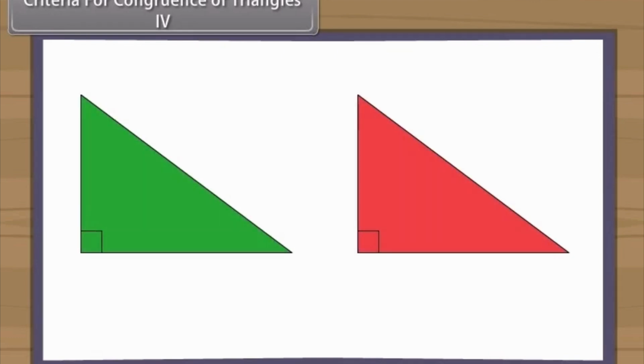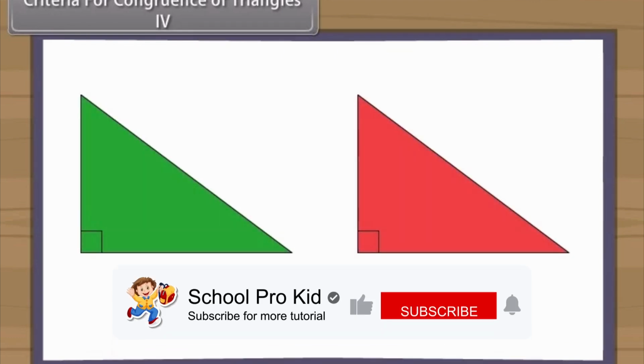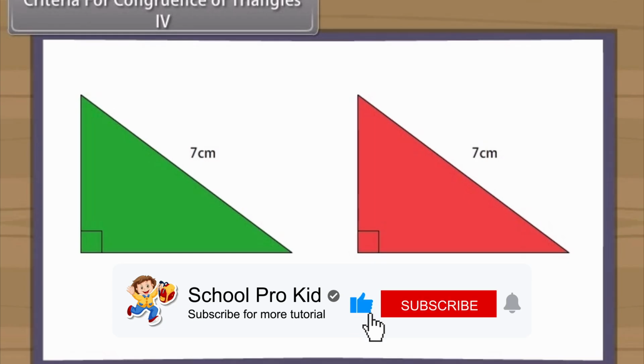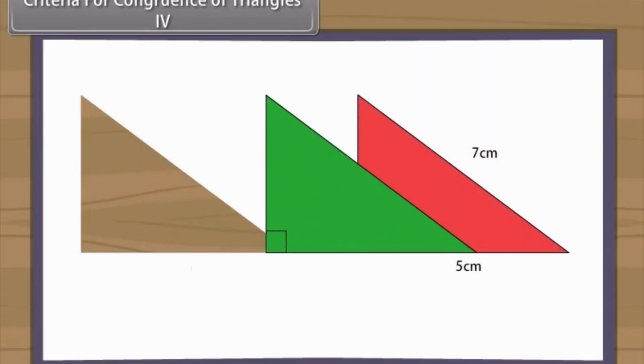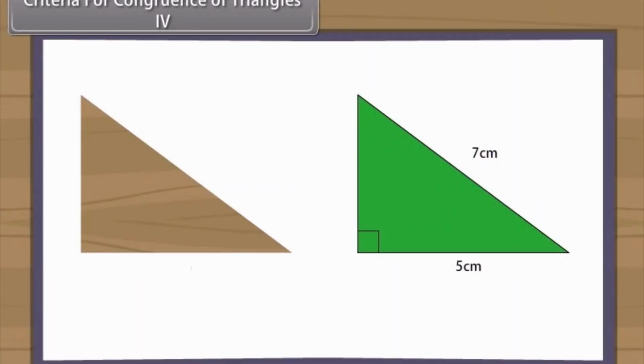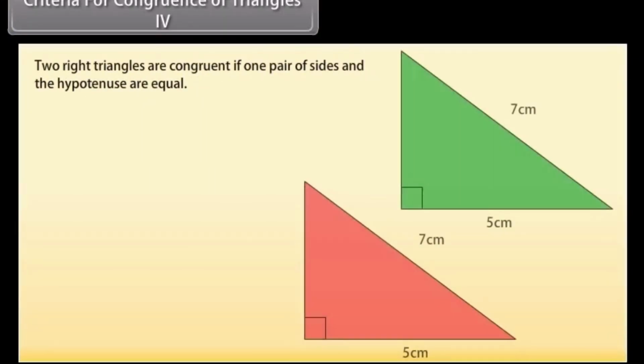Criteria for congruence of triangles 4. Now construct 2 right-angled triangles with hypotenuse equal to 7 cm and one side equal to 5 cm each. Cut them out and place one triangle over the other with equal sides placed on each other. We will observe that the two triangles cover each other completely, and so they are congruent. Or we can say that two right triangles are congruent if one pair of sides and the hypotenuse are equal.